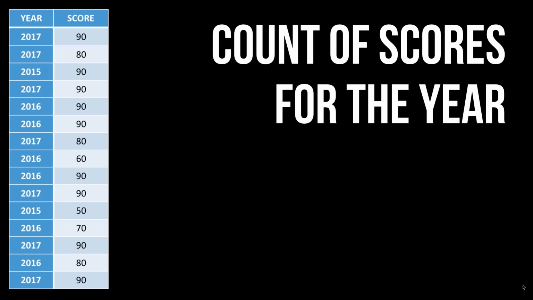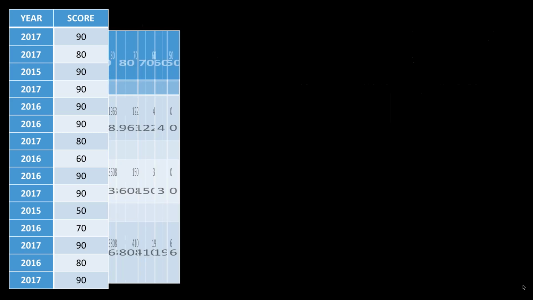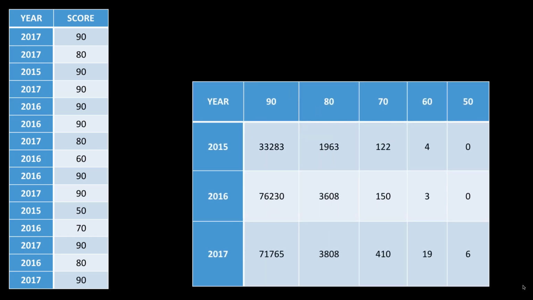So let's look at this particular case here. We're just going to count scores for the year. So we see on the left-hand side, we see the year and we see the score. And then we want to group it. As you'll see over here, we have the pivot of we're grouping on the year. We have 2015, 16, 17. And on the top, we have scores 90, 80, 70, 60, 50. One thing I did not talk about was where is this data coming from?